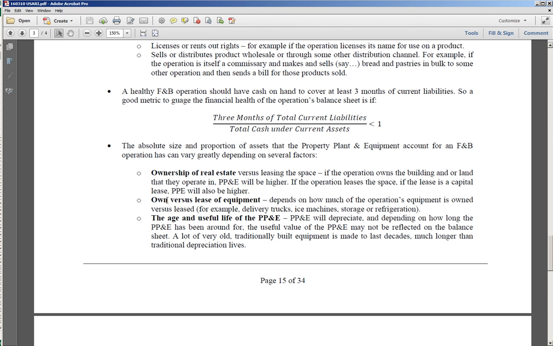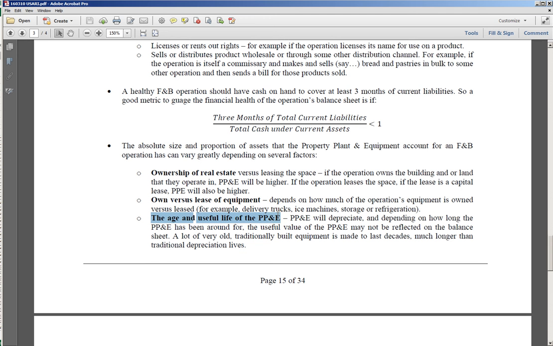Okay, the amount of PP&E is also going to depend on whether you lease or own the equipment and how much equipment you end up owning. A lot of operations decide to lease certain types of equipment: delivery trucks, their point of sale system, their computer systems, their ice machines, their refrigeration, their storage. It just depends on what you've decided to lease or not lease. If you bought all that equipment, it's going to show up in PP&E. If you didn't buy the equipment and you decided to lease it, it's not going to show up in PP&E.